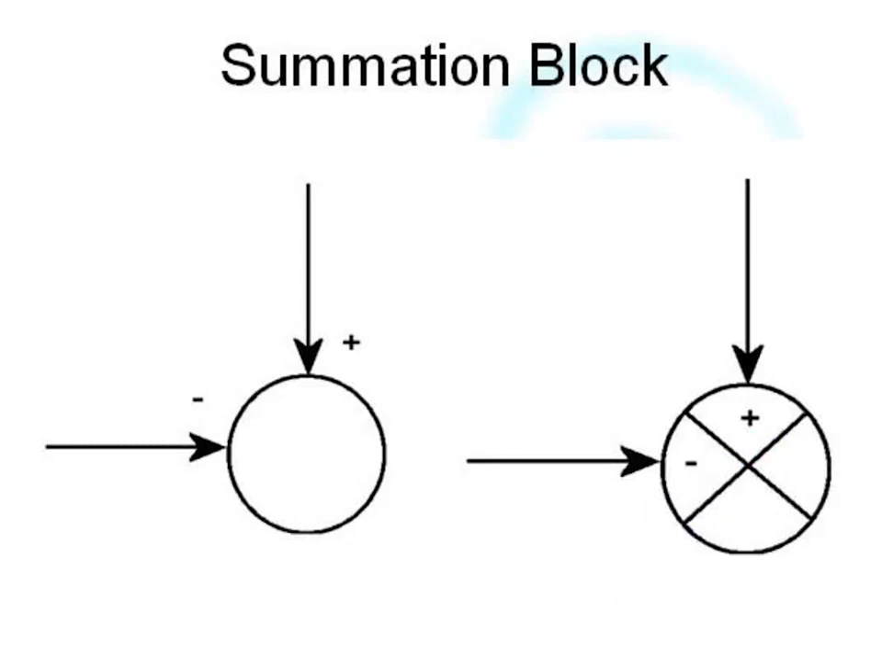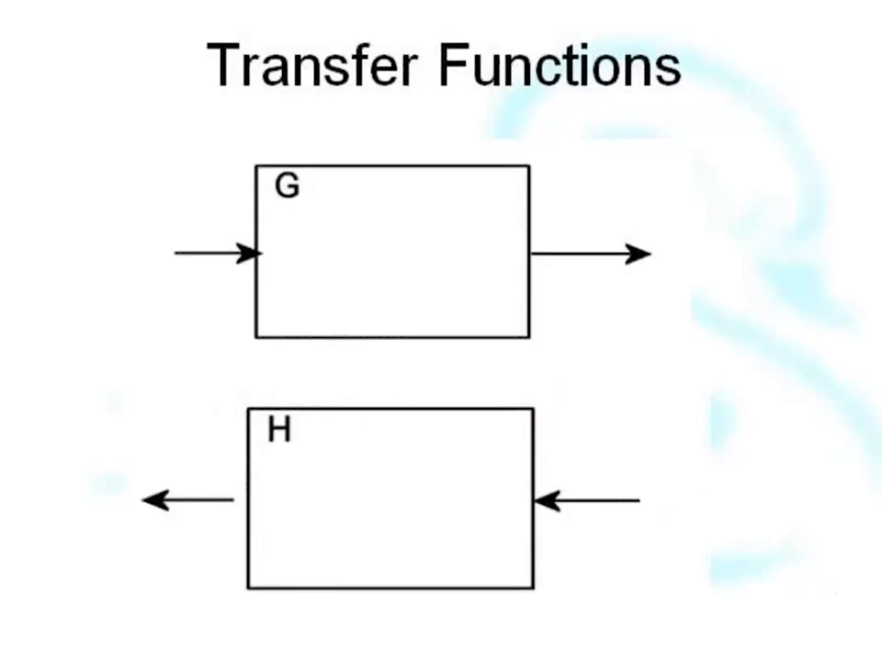So effectively what this does is you'd have an arrow coming out of there, and you'd have signal A there and signal B there, and what comes out of there is A minus B. So that's the sort of thing you do with a summation block. You do addition and subtraction. Anything else you do via a transfer function.